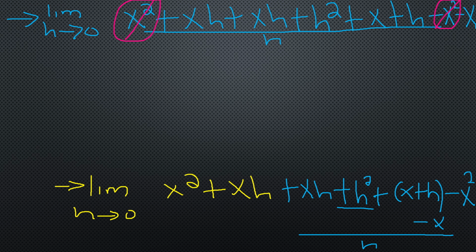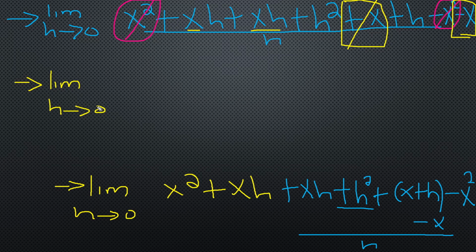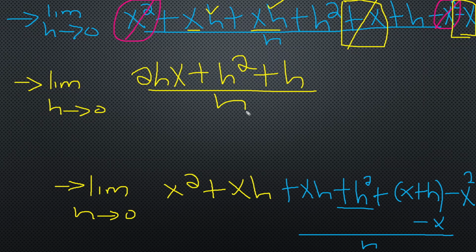The minus x here and the plus x here will cancel each other as well, and then this and this will give us 2xh. So this means that the limit as h approaches 0 will be 2hx, for this one and this one, and then plus h squared, and then plus h, all over h. So this is what we have at the moment.